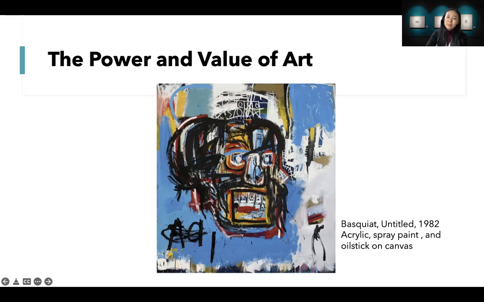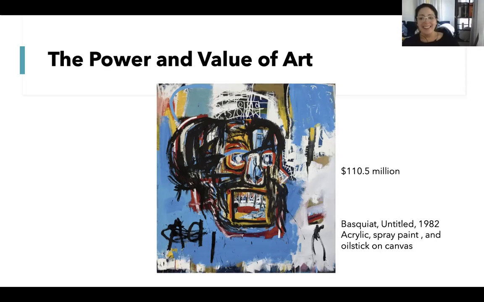So everyone ready to see the number? There we go. It's $110.5 million. Is that man still alive? The artist? No, he's not. He passed away in like 2000 and something, a drug overdose.